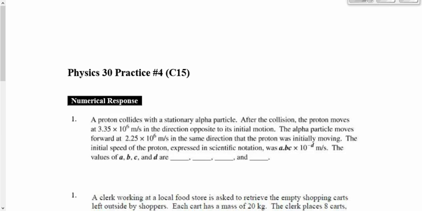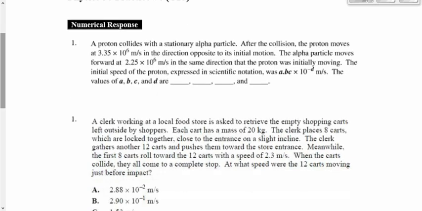Taking a look at practice question set number 4, numeric response number 1 says a proton collides with a stationary alpha particle. Do you guys know what a proton is? We should. Although sometimes we forget exactly which is which, the proton, the neutron, whatever. Proton's in the nucleus of the atom. That doesn't really matter here. In the end, all you need is the mass of this, and the mass is on our data sheet.